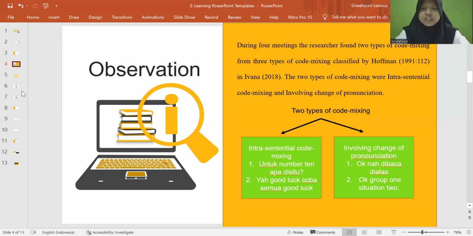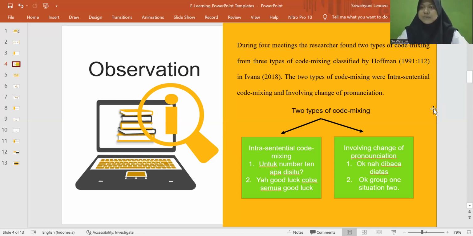This is the example of the teacher utterance. The first one is untuk number 10 apa di situ, and the second one is ya good luck. Coba semua good luck.